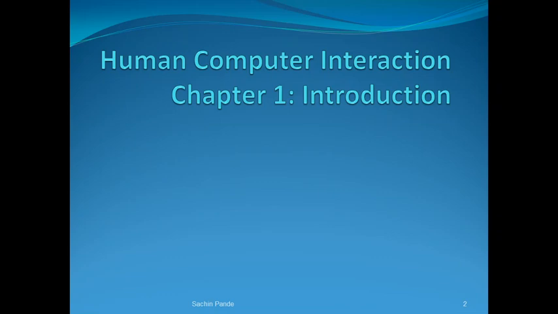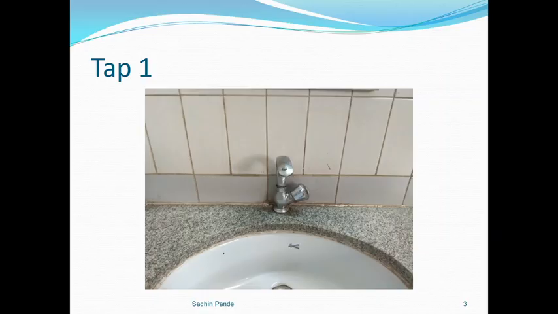So we are going to start with chapter number 1 of human computer interaction, and the name of the chapter is Introduction. On your screen, you can take a minute and take a look at it. I have renamed it as tap 1. This is a typical kind of basin tap that you can find in many places. What is the specialty of this tap? That it has got a knob on the right hand side.